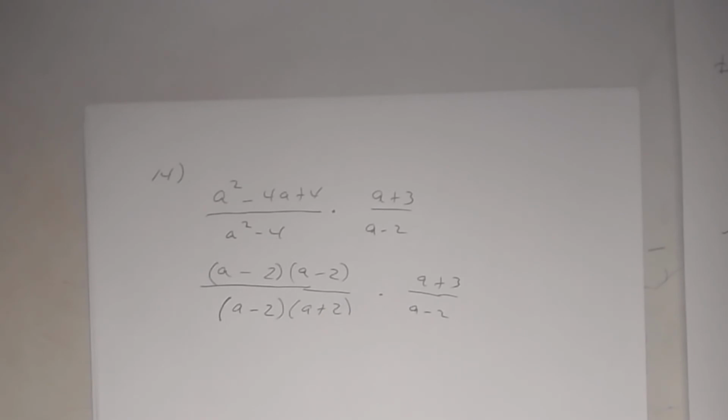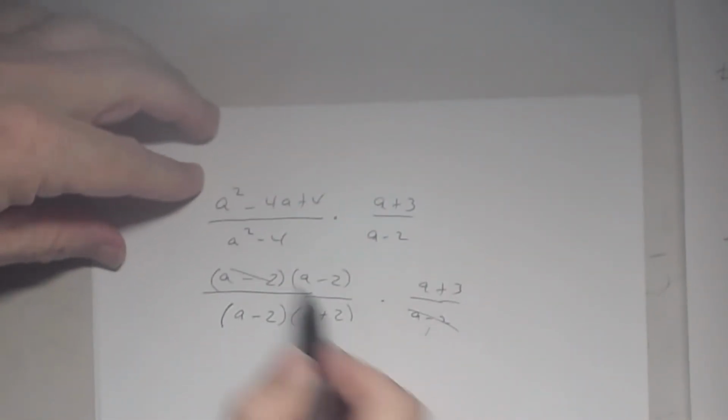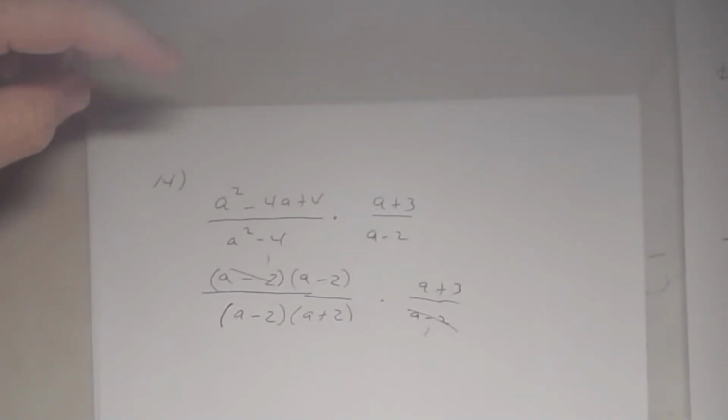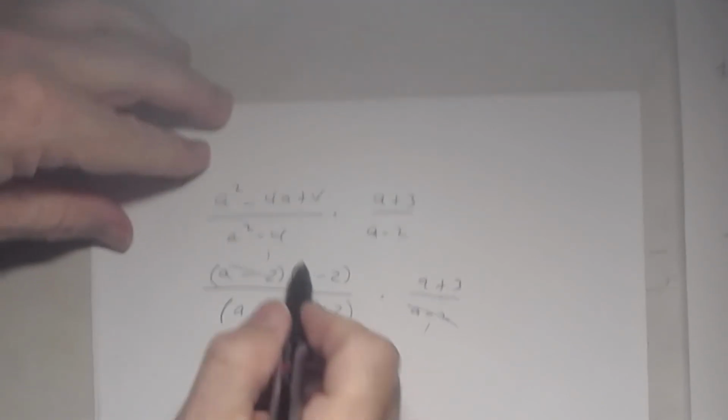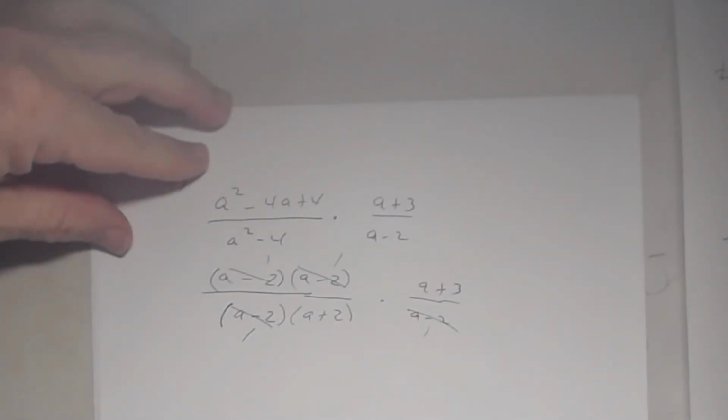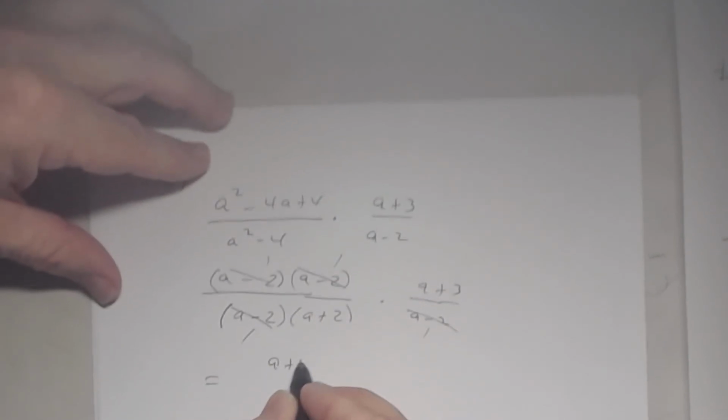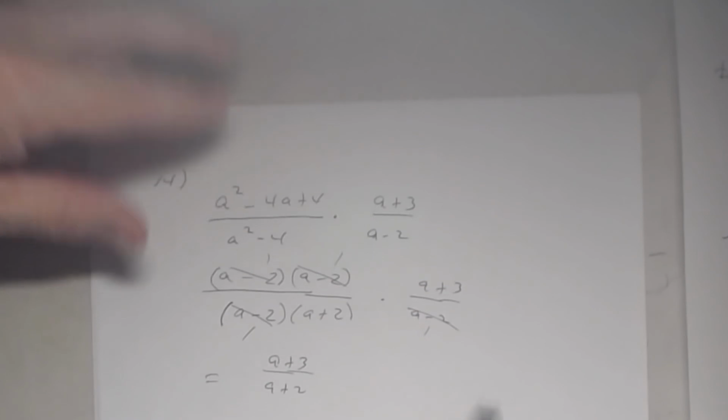Okay, so I can start going through the factors. How many factors in the numerators altogether? Three. First one's a minus 2. Is there an a minus 2 in the denominator? Yes, in fact, there are two of them. It does not matter which one I cross out. Okay? Then what's the next factor? A minus 2. There is another one, right? So they go away. The next factor is a plus 3. Is there an a plus 3 in the denominator? No. So what's the answer? A plus 3 over a plus 2. Yeah, and that's it. That's all you're doing.